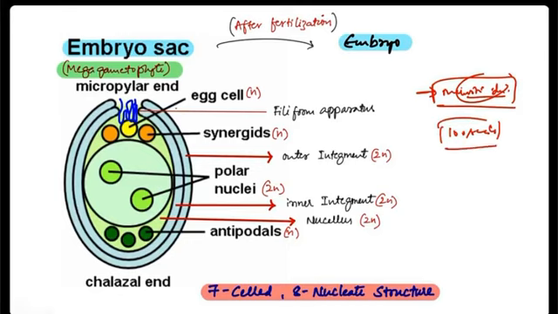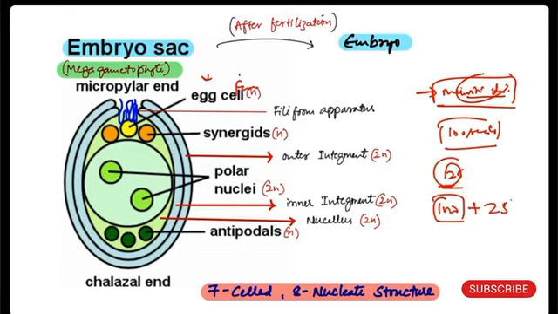Okay, so this is the complete structure of the embryo sac, which is also called the megagametophyte or female gametophyte. Yes, it is 125. Why is it 125? Because we'll split it into 100 plus 25. I'll explain why it is 100. So this is in case of female.